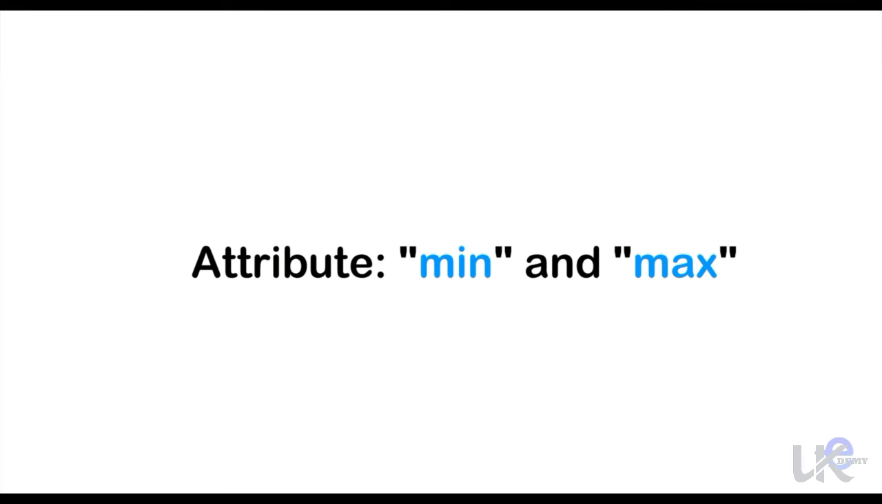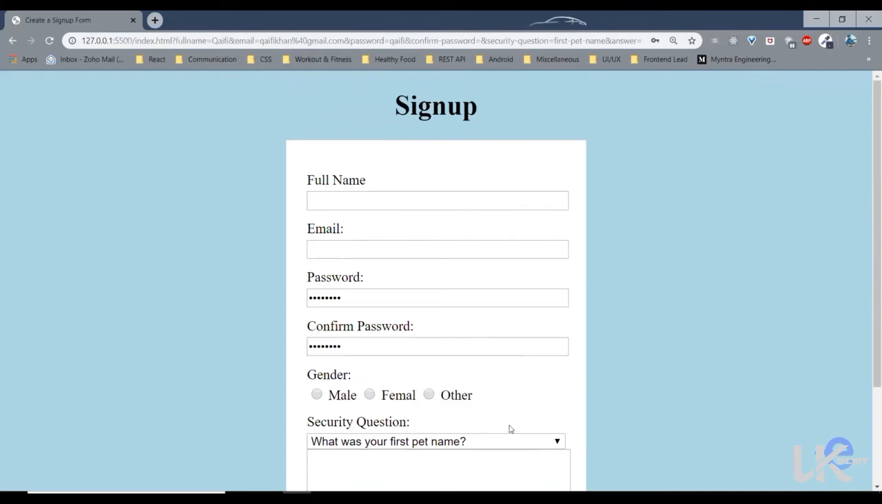So the next one is min and max attribute. The min and max attribute specifies the minimum and maximum values an input element can accept. So if you remember, we tried this attribute in the previous video with the date picker. So we gave a range of minimum and maximum date to that. So let's try an example to understand this one better.